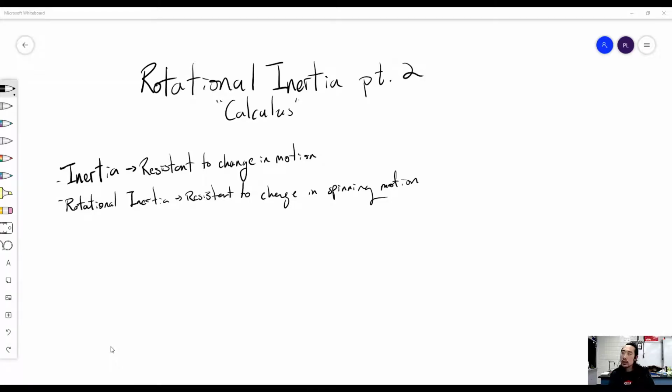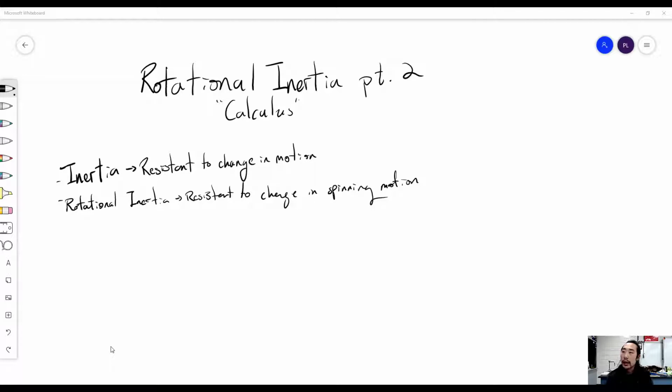Everyone, Mr. Lee here. In this video, we're going to do a part 2 to rotational inertia, but this time with a little bit of calculus. Let's begin. The first thing I want to go over are the definitions of inertia and rotational inertia. Remember, Newton's first law of motion says an object in motion wants to stay in motion, and an object at rest wants to stay at rest. A lot of times that is called the law of inertia.